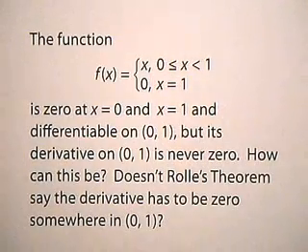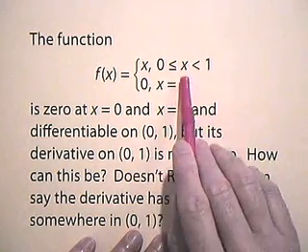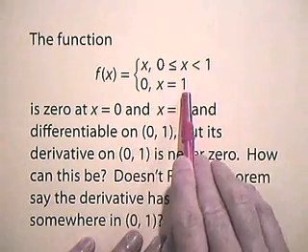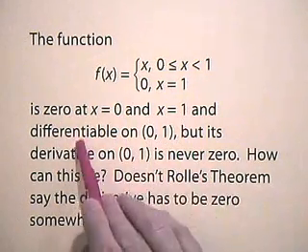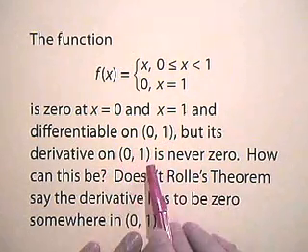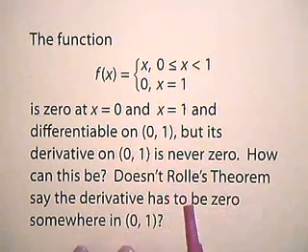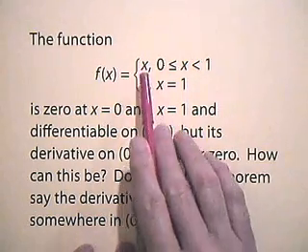Well, let's look at a problem testing our knowledge of Rolle's theorem. The function f of x equals x for 0 less than or equal to x less than 1, but f of x equals 0 when x equals 1. Notice it's 0 at x equals 0 and x equals 1, and differentiable on the whole open interval (0, 1), but its derivative on (0, 1) is never 0. In fact, notice if I differentiate the function f of x equals x at any point in the interior of the open interval (0, 1), I simply get 1.